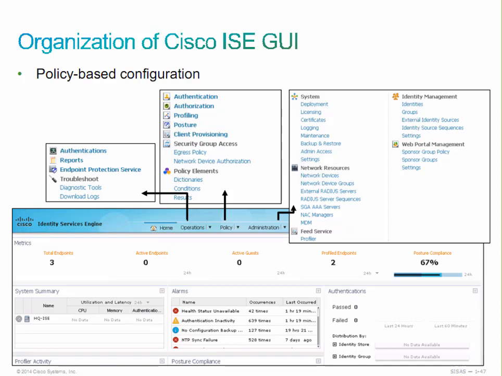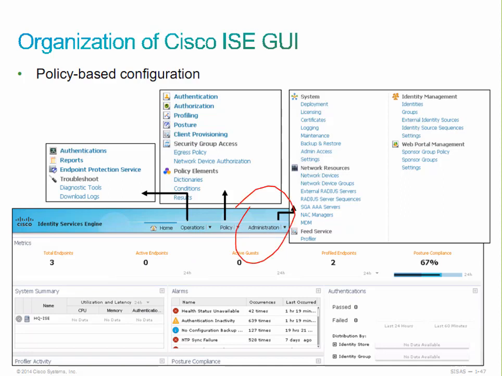And then we have different operations. We've got an operations menu, basically monitoring, reporting, troubleshooting tools, etc. You've got a policy menu. The policy menu provides really everything that you essentially do on the system, right? All of the ISE policies: authentication, authorization, profiling, posture assessment policies, and so on. And then you have your administration menu, right?